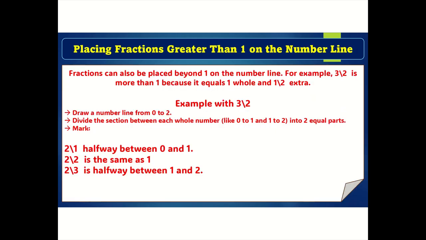Placing fractions greater than 1 on the number line. Fractions can also be placed beyond 1 on the number line. For example, 3/2 is more than 1 because it equals 1 whole and 1/2 extra. Example with 3/2. Draw a number line from 0 to 2. Divide the section between each whole number, like 0 to 1 and 1 to 2, into two equal parts. Mark 1/2 halfway between 0 and 1. 2/2 is the same as 1. 3/2 is halfway between 1 and 2.